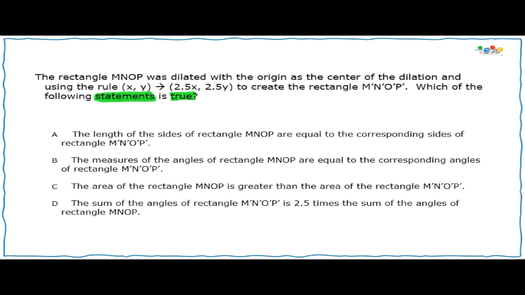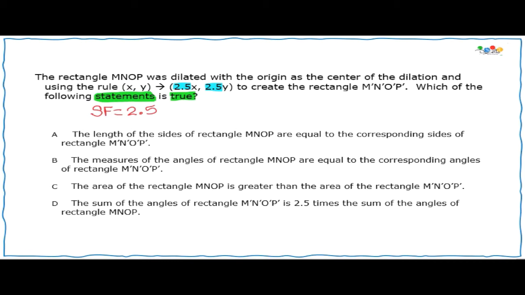It looks like they're giving you a rule already, right? And the rule is 2.5. So this 2.5 on both x and y is actually your scale factor. So let's write it down over here. Scale factor equals 2.5. So what have we learned about the scale factors and greater or less than 1?